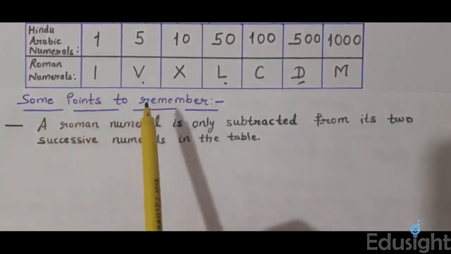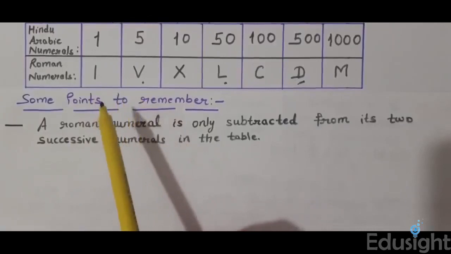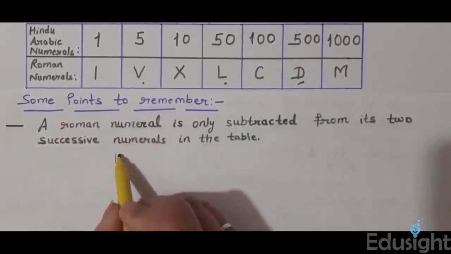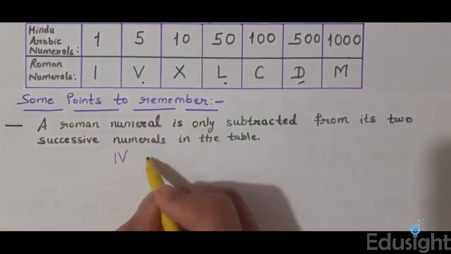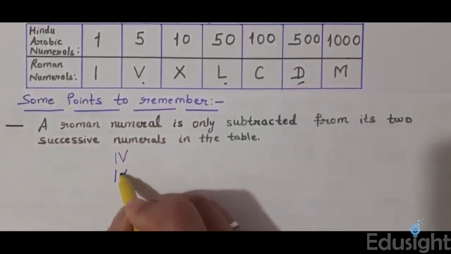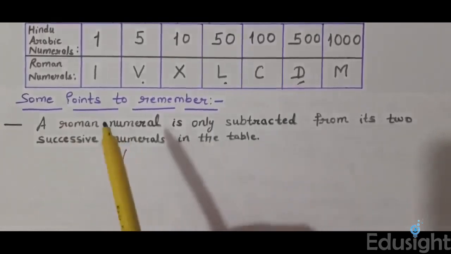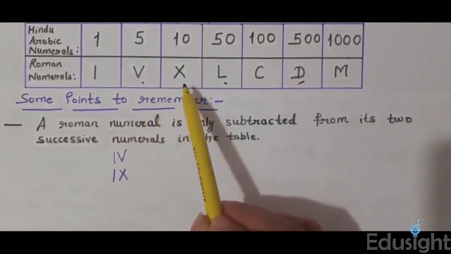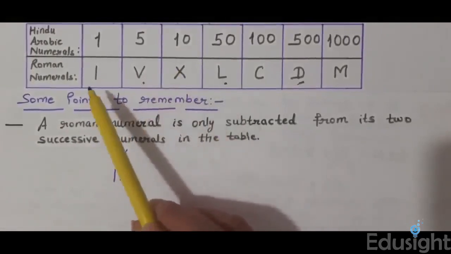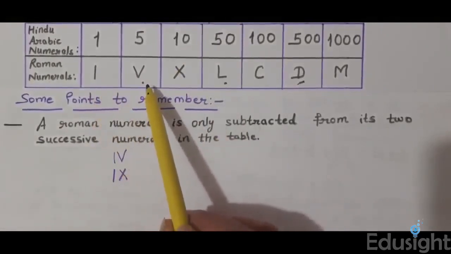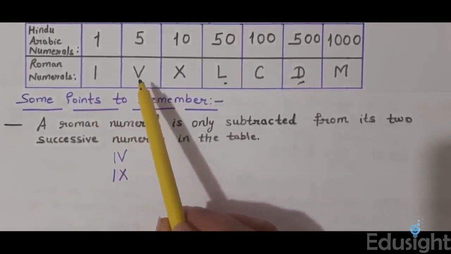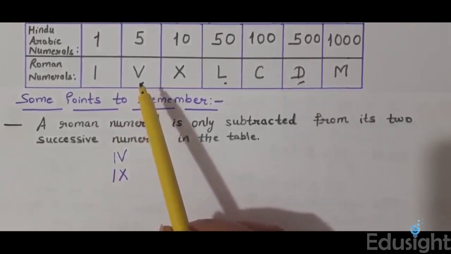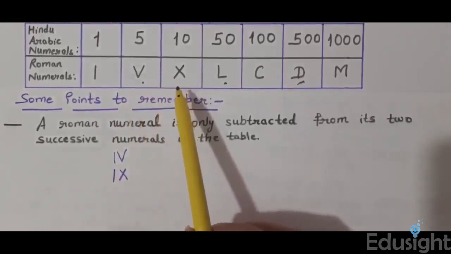Subtraction means I should be written on the left hand side, right? We will write I on the left of V and on the left of X. That means I should only be subtracted from V and X. Its two successive numerals, right? Now move on to the next fixed Roman numeral, which is V. And you have studied in the rule that V can never be subtracted. So move on to the next, X.